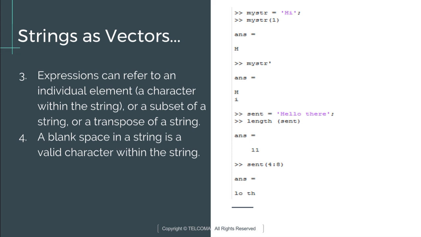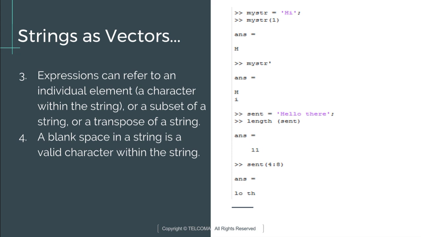Expressions can refer to an individual element, a character within the string, or a subset of a string, or a transpose of a string. A blank space in a string is a valid character within the string. Like I have written mystr equals 'hi'. Now mystr(1) will give the first element of the string, that is h. If I write mystr with a single quote, the answer will be displayed in 2 rows.